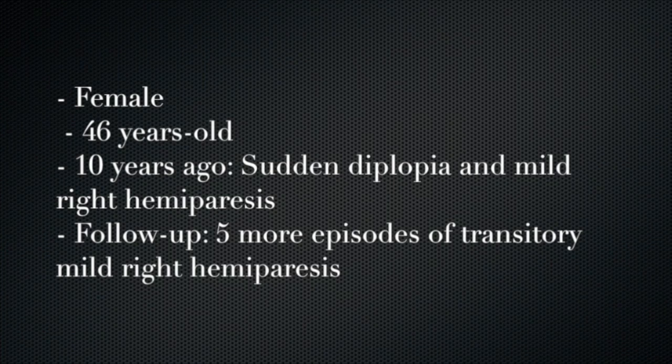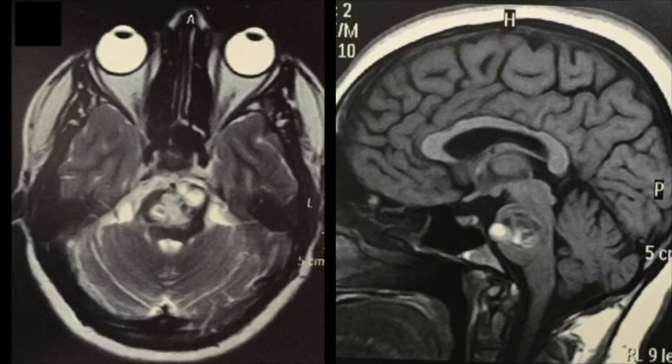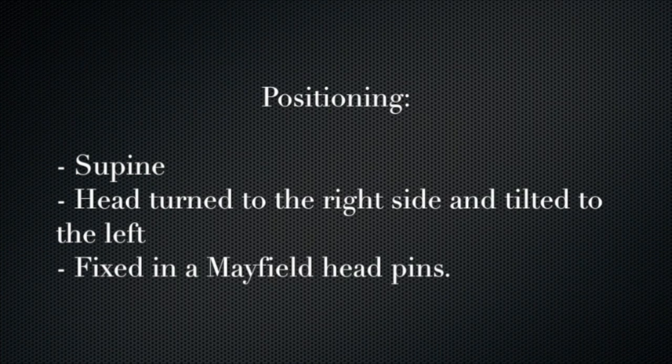The MRI suggested a cavernous malformation in the pons with an exophytic portion in the prepontine cistern, and the decision was made to take the patient to the operating room for resection of the lesion through an endoscopic endonasal transclival approach. The patient was positioned supine with the head slightly turned to the right side and tilted to the left, fixed in Mayfield head pins.